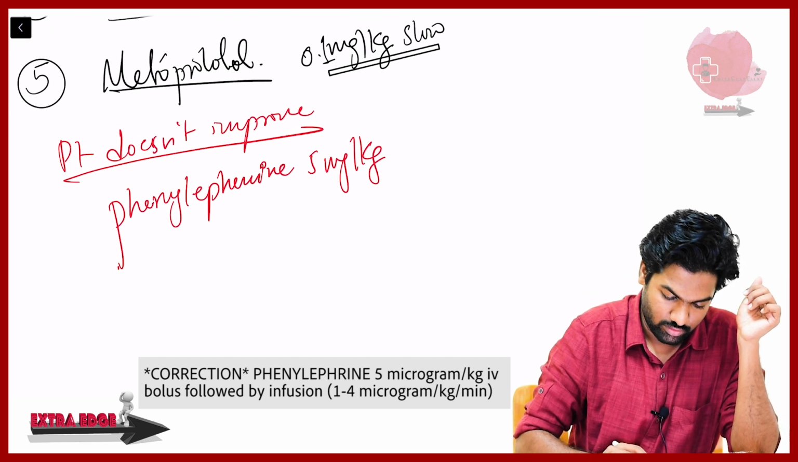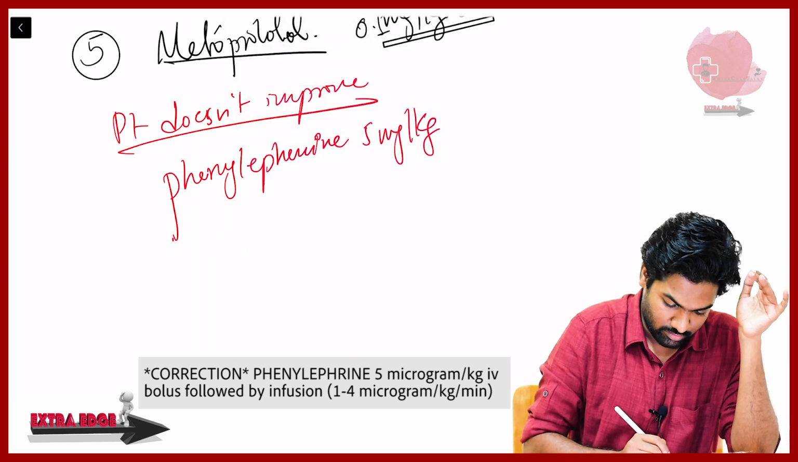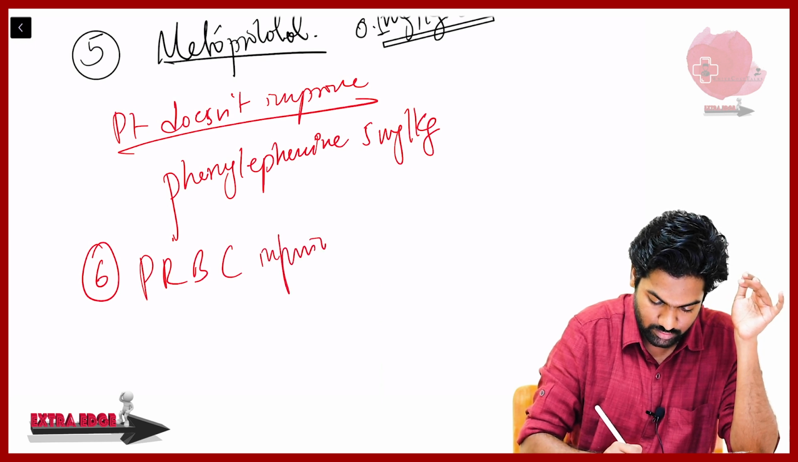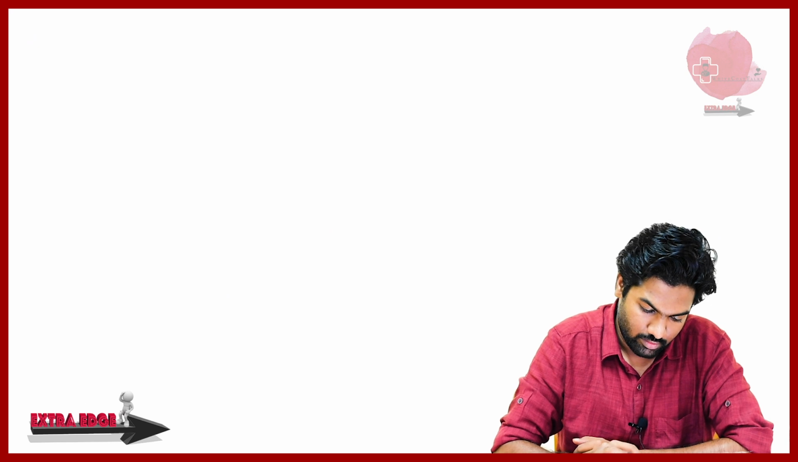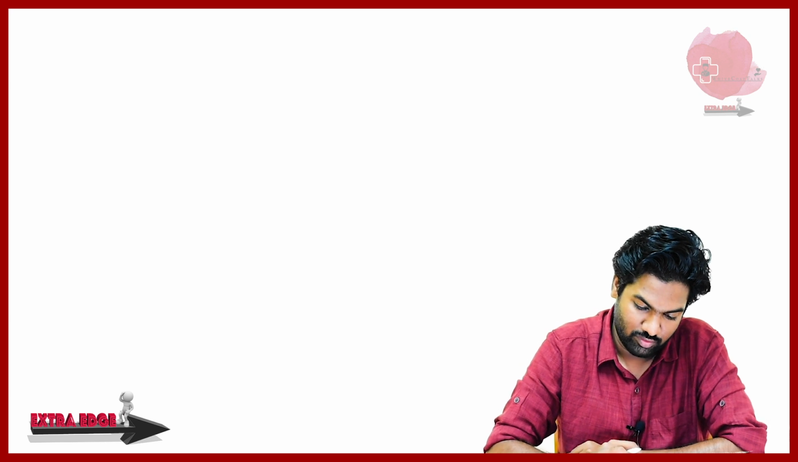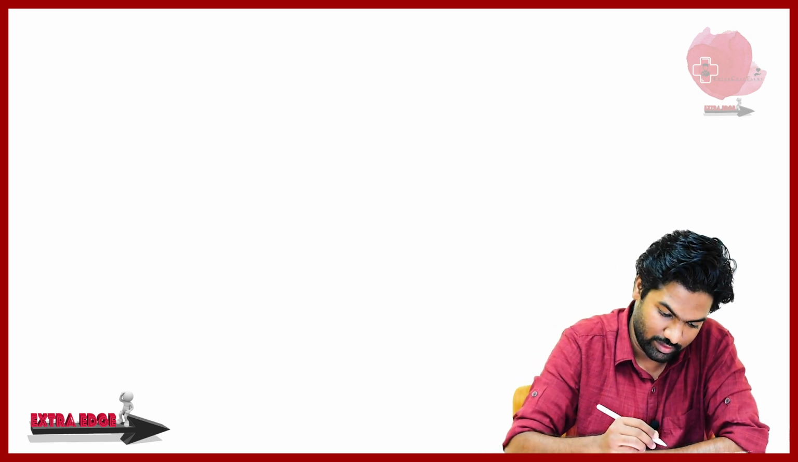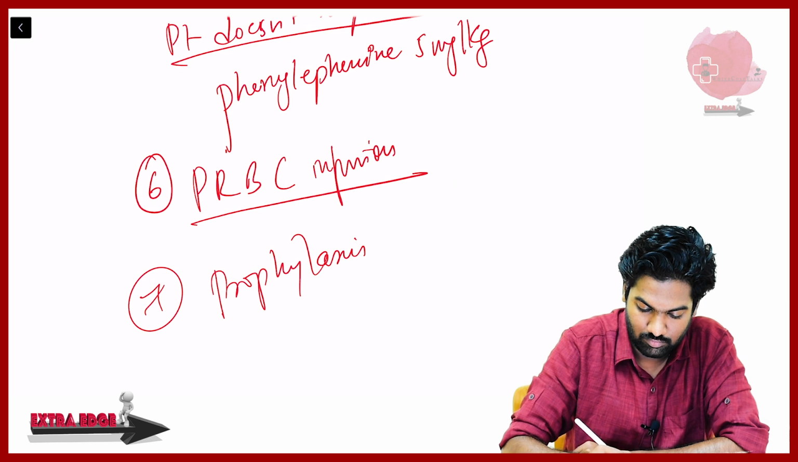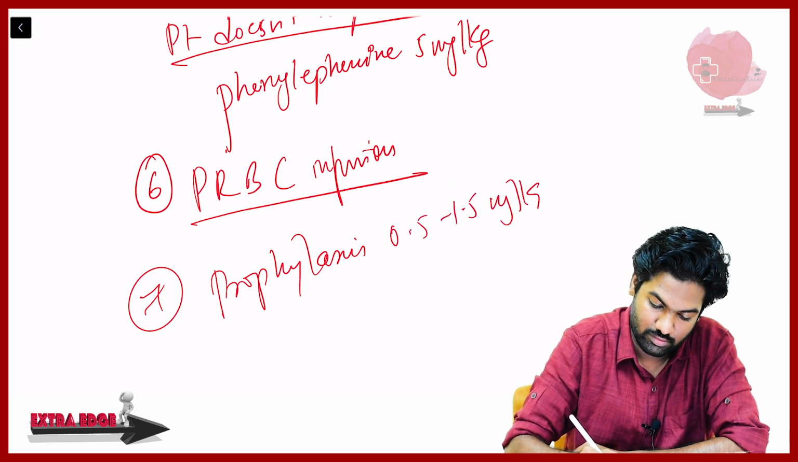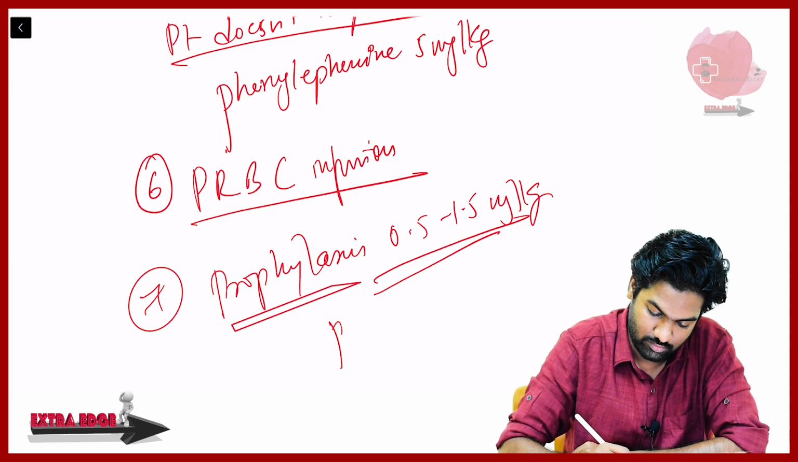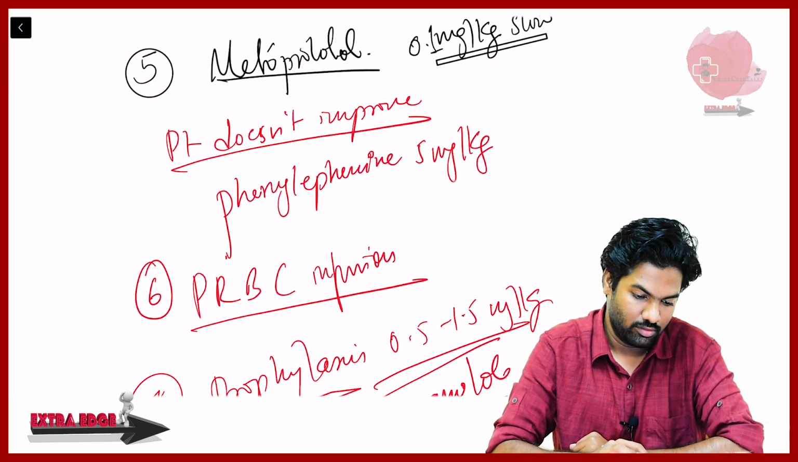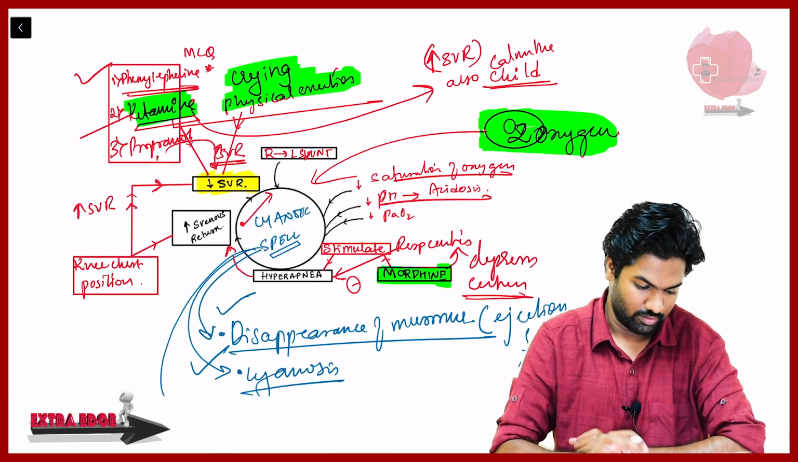After this, you can give infusion. If there is associated anemia, we will correct with PRBC infusion. Fine. Propranolol can be given for long standing, around 0.5 to 1.5 mg per kg, as prophylaxis. Okay, fine. So here we complete the cyanotic spell.